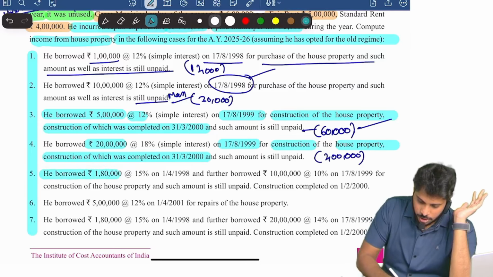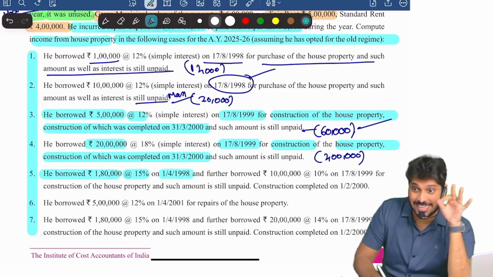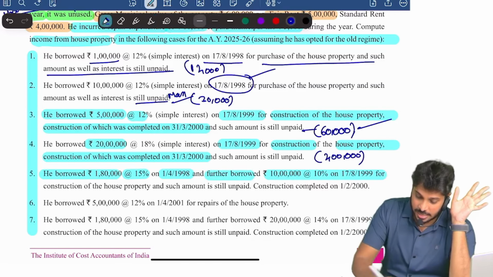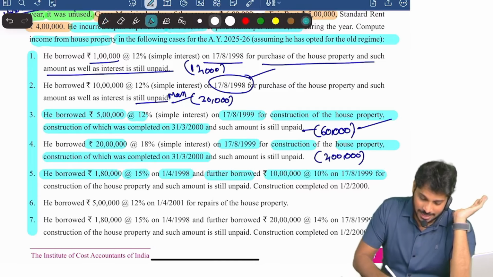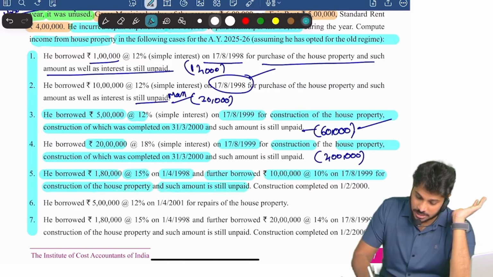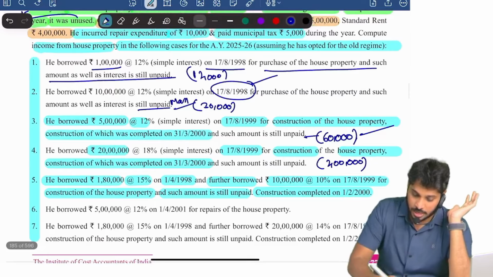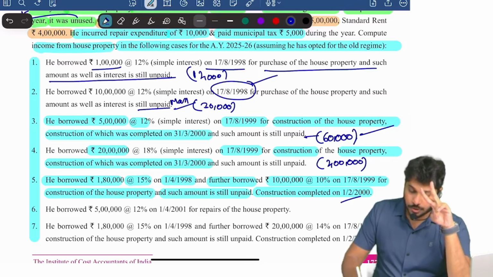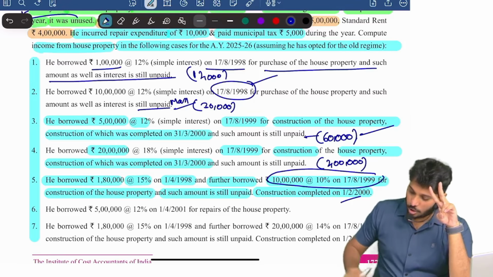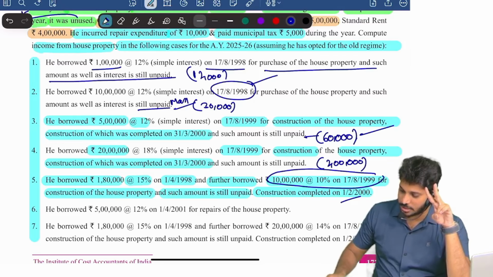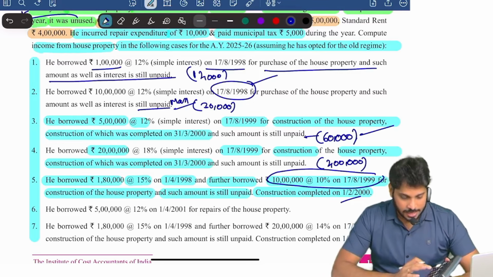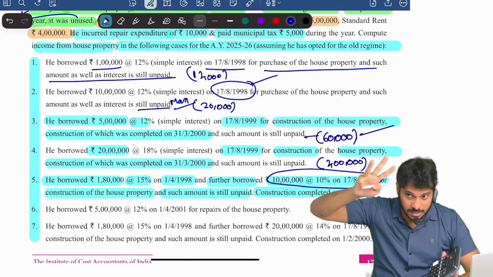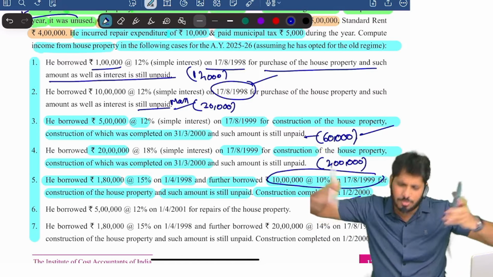Then he borrowed 1 lakh 80,000 at 15% on 1/4/1998, and further borrowed 10 lakhs on 17th August 1999. Construction of the house property was completed within 5 years. Here there are 2 loans borrowed. First loan: 1,80,000 into 15%, that is 27,000. Second loan: 10 lakhs into 10%, that is 1 lakh. For the original loan borrowed, the maximum limit is 30,000. For the subsequent loan borrowed, the maximum limit is 2 lakhs.